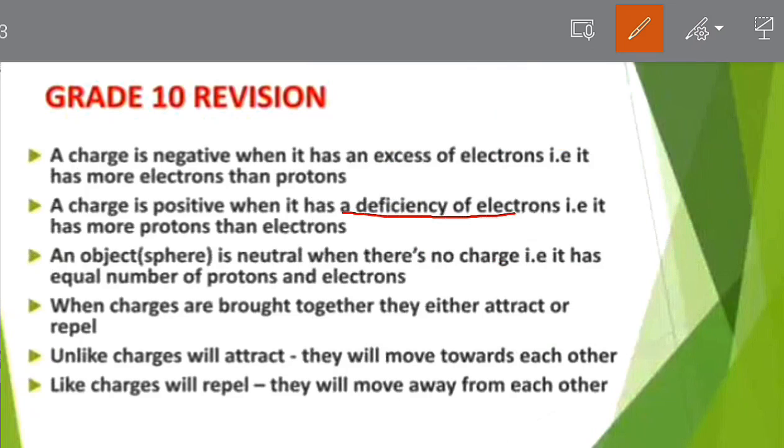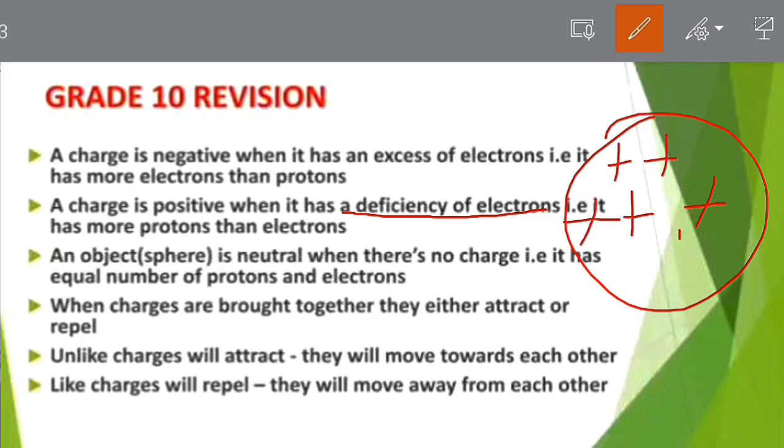Then for case number 2, it says a charge is positive when it has a deficiency of electrons. So when we speak of deficiency, we say there are fewer electrons, right? Meaning there are more protons than the electrons. So in this case, we'd have this is a plus, the protons, and let's say maybe we have 2 electrons like that. So we can see here there is a deficiency of electrons. The protons are more than the electrons, so we say this sphere is positively charged, right?